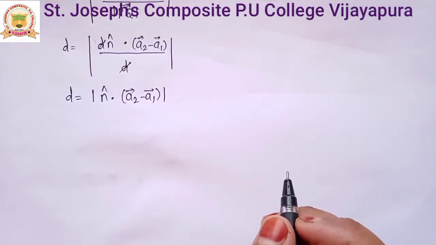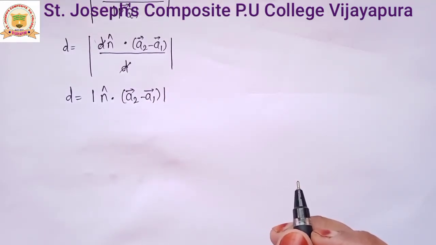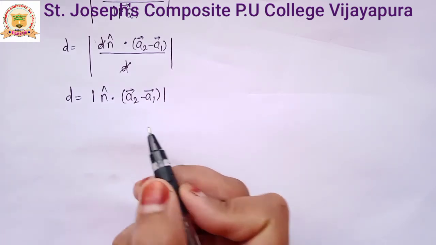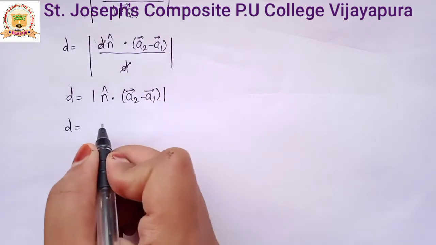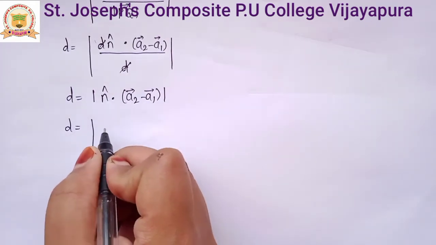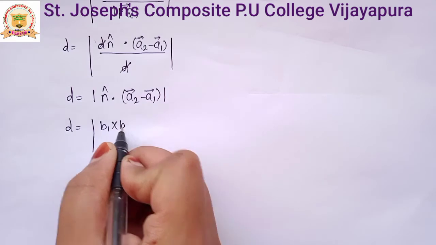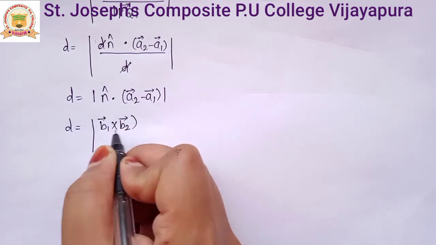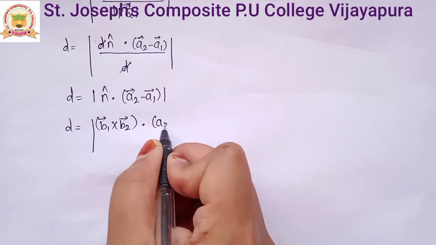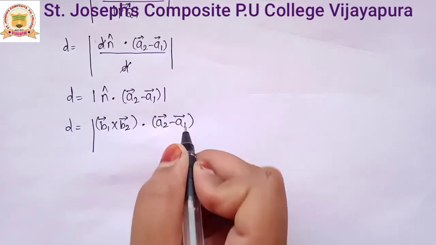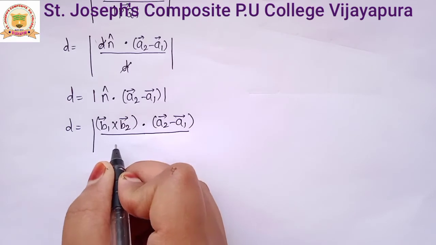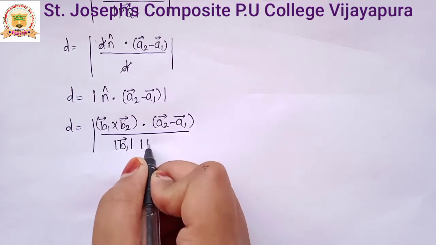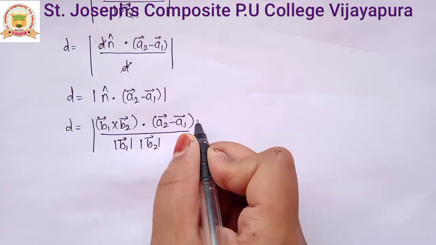And also from equation 3, we have the value of n unit vector. Now we substitute that here. So D is equal to mod of B1 cross B2, that is vector B1 cross vector B2, dot A2 minus A1, divided by magnitude of vector B1 into magnitude of vector B2.